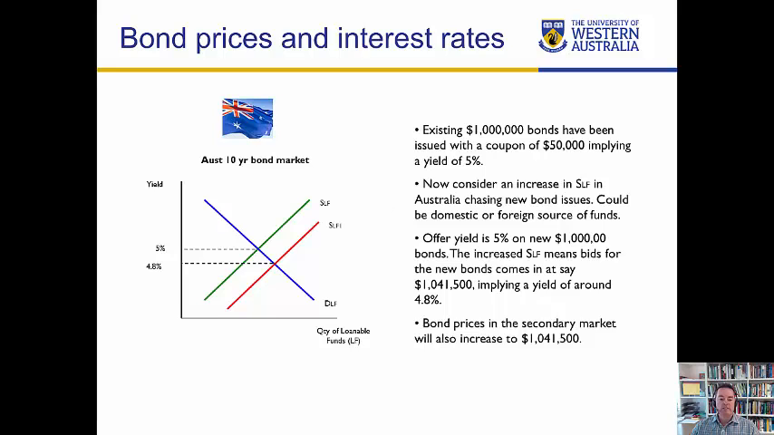As that happens, the supply of loanable funds shifts to the right, pushing the yield down. Now, to actually push the yield down when the coupon payment of $50,000 is fixed, the only way to do that is for the price of the bond to be pushed up. So if the price of the bond goes up to, say, $1,041,500, that will then push the yield down to 4.8%, given that the coupon payment is $50,000, which is a fixed coupon payment. Why are these coupon payments fixed at, say, $50,000? It's just the way the market operates.